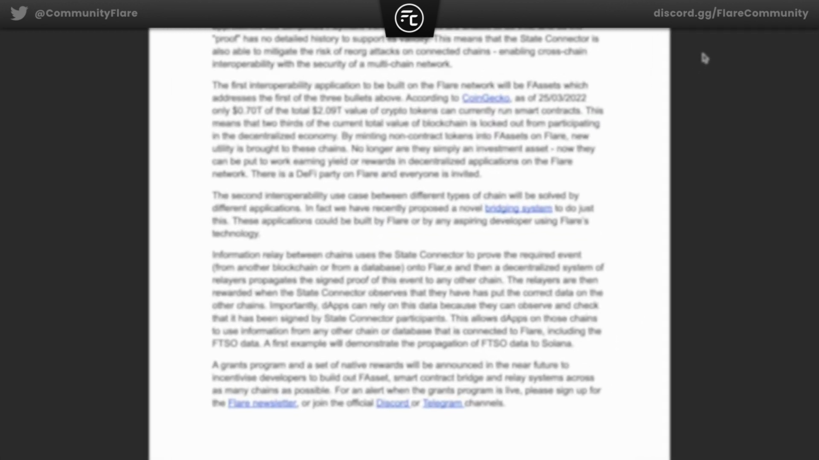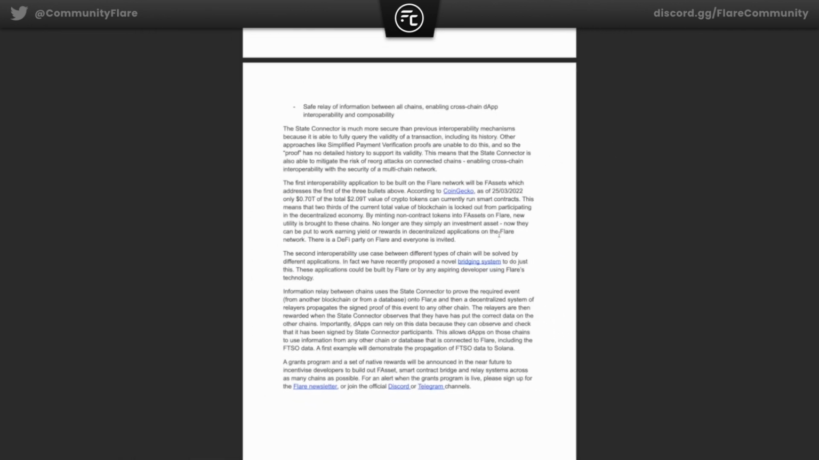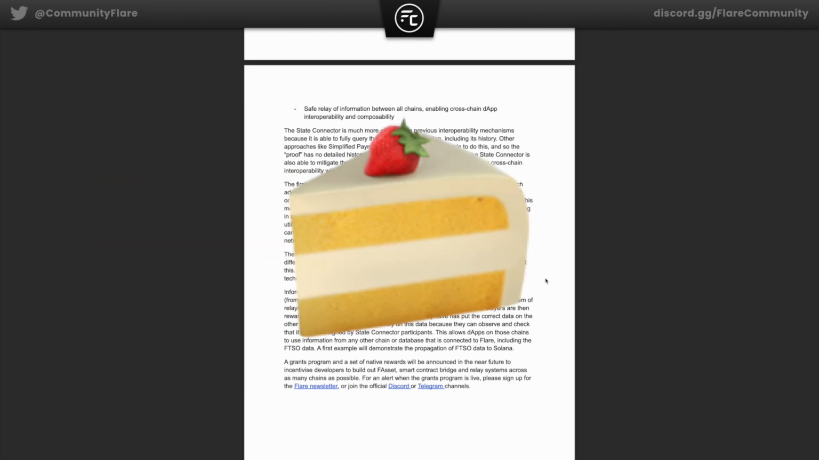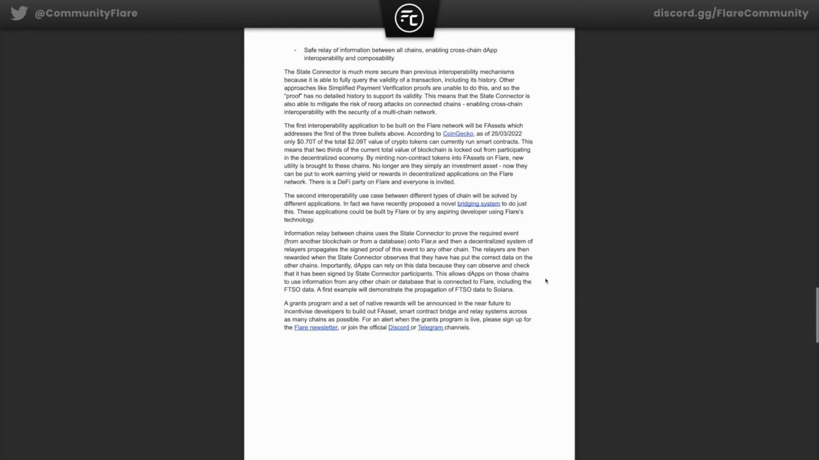The second interoperability use case between different types of chain will be solved by different applications. In fact, we have recently proposed a novel bridging system to do just this. These applications could be built on Flare or any aspiring developer using Flare's technology. And what the team are referencing here is the new novel protocol, the Layer Cake. And we're going to do some more videos on that in the future.